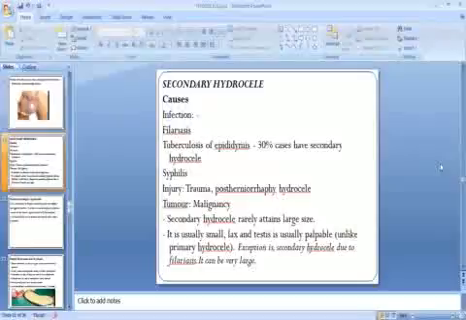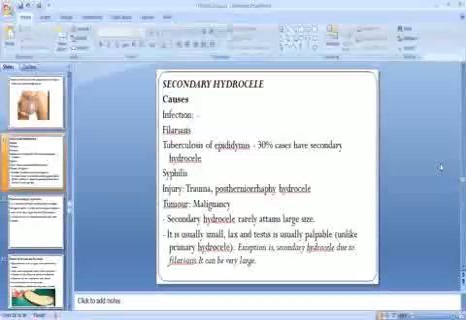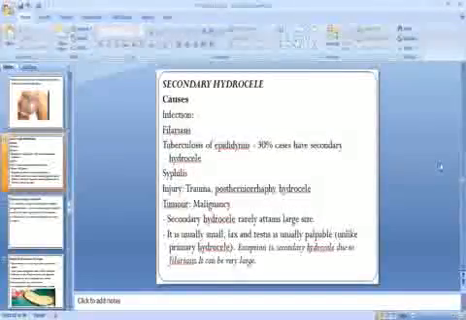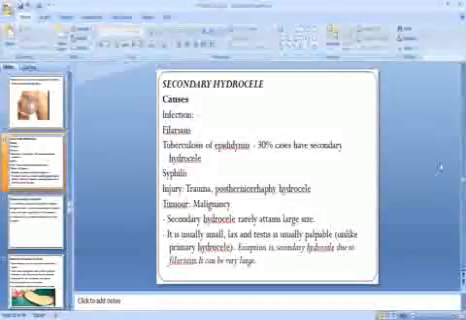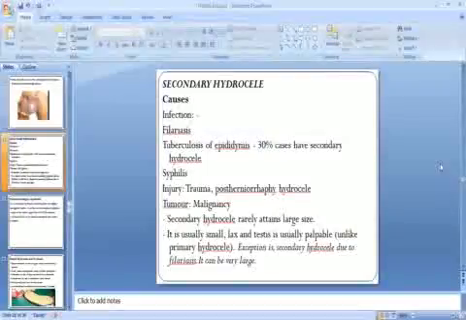Secondary hydrocele is due to infections, filariasis, tuberculosis, or epididymitis. 30% of cases have secondary hydrocele, syphilis, injury, trauma, or malignancy. It is usually small and lax, and the testis is usually palpable. The exception is secondary hydrocele due to filariasis. It can be very large.